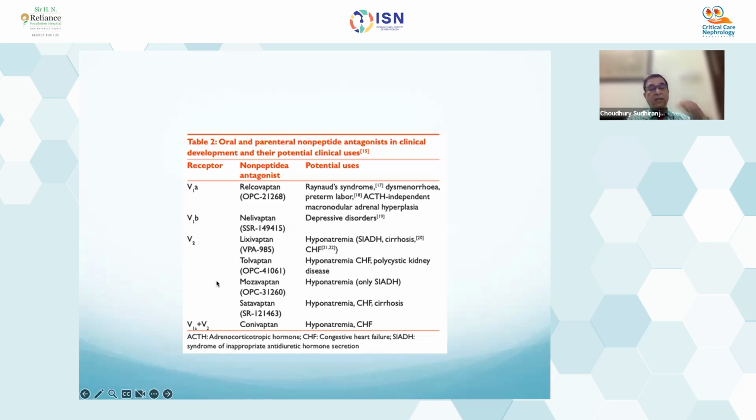Mozavaptan is available in Japan. Lixivaptan is in the process of third phase trial. Conivaptan is available, but it has got action against both V1A and V2. So, what is the implication of this V2 receptor antagonist? Conivaptan is the drug which is available in injectable form.